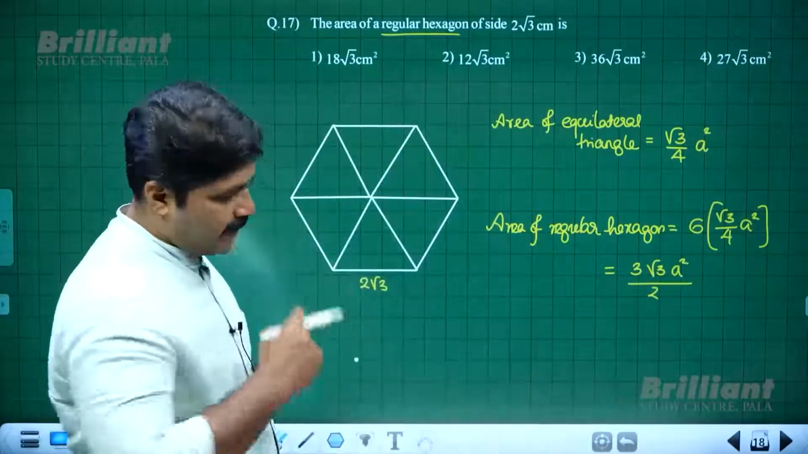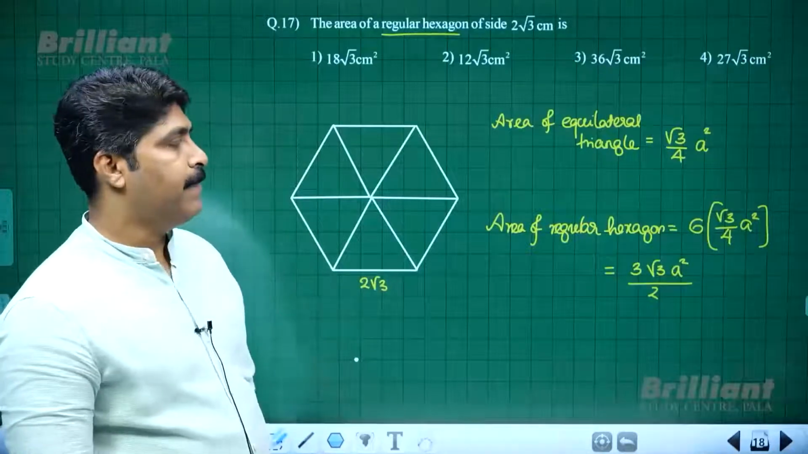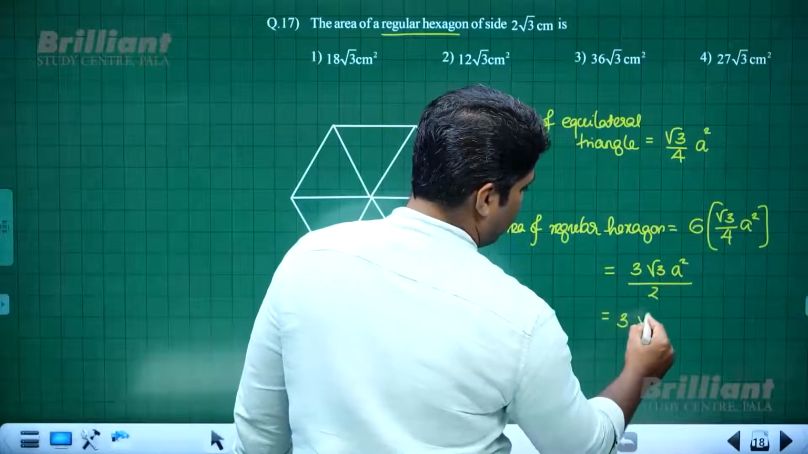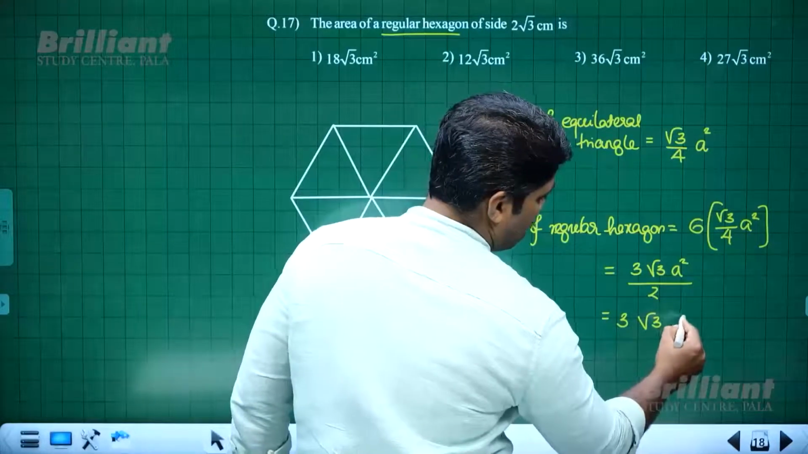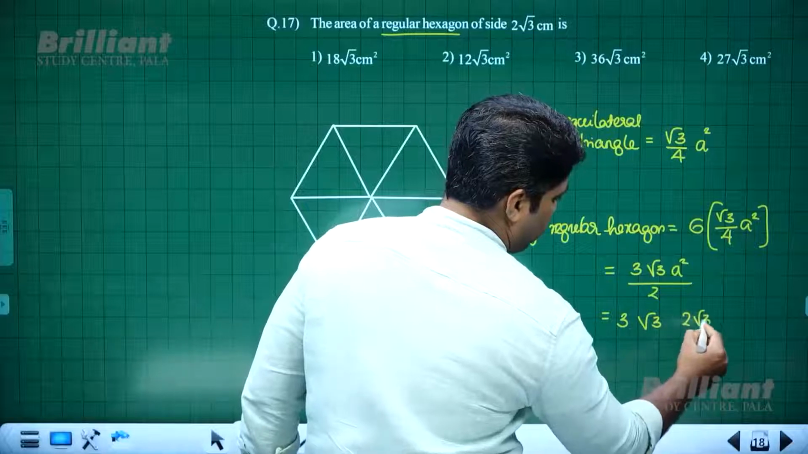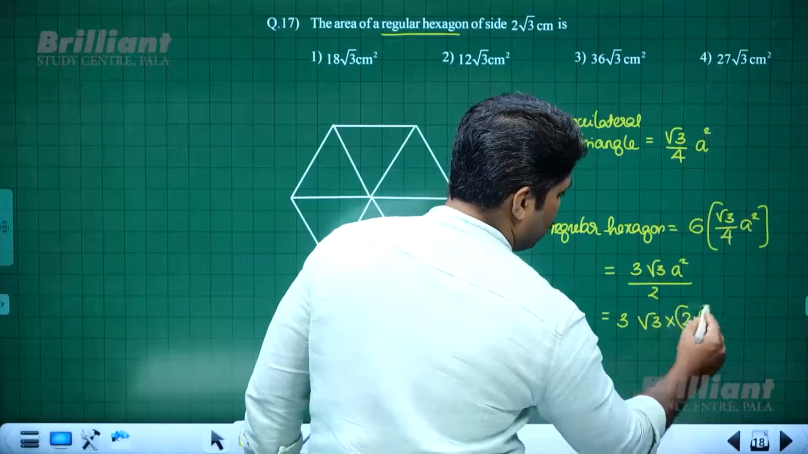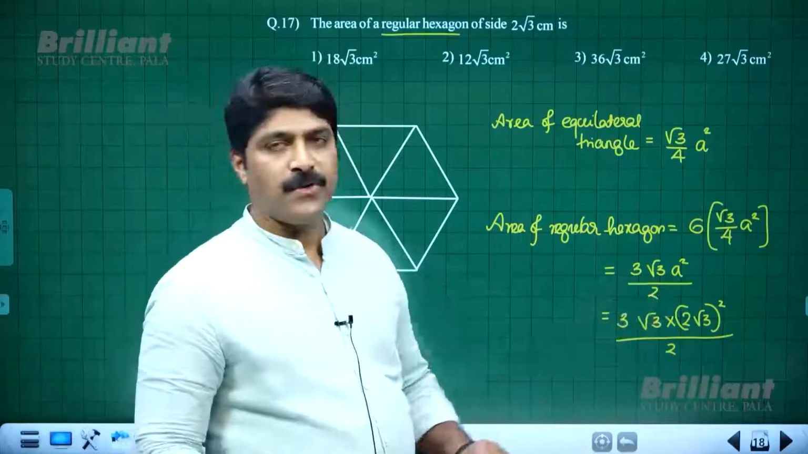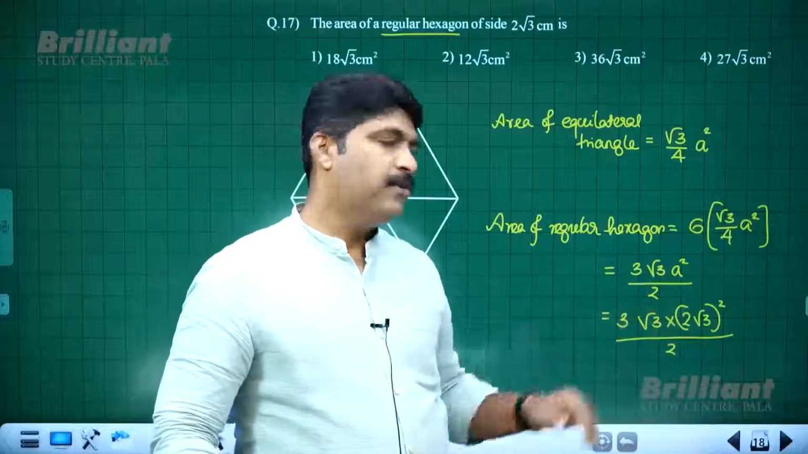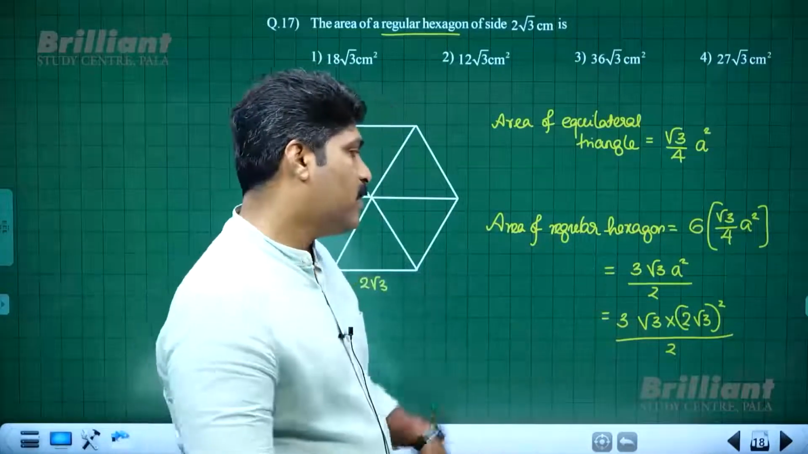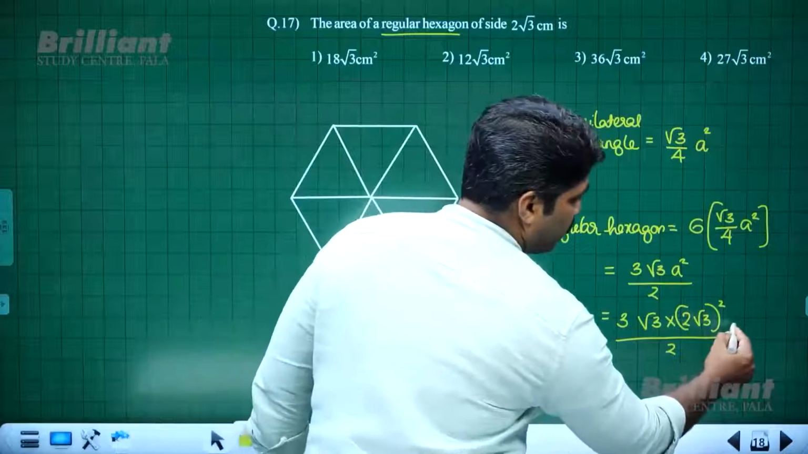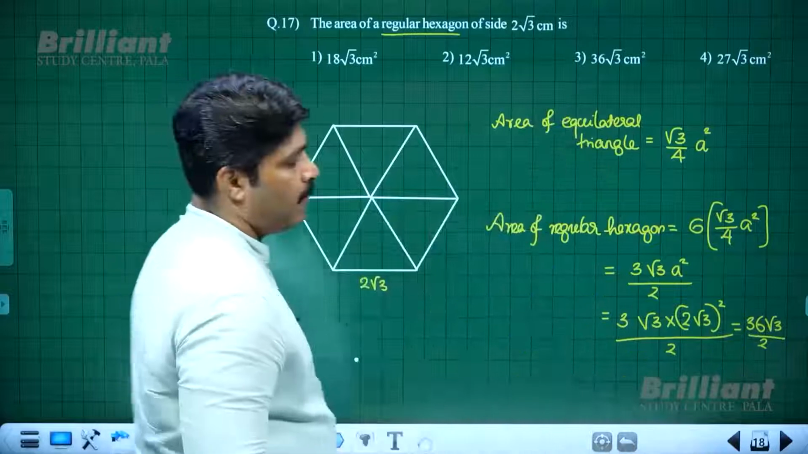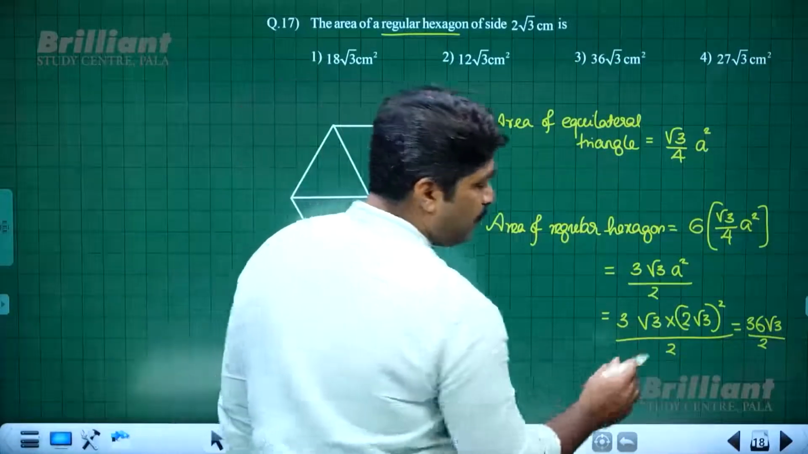It is given that its side is 2 root 3. Just substitute this value over here. So therefore, this is 3 into root 3 into a square, in the sense 2 root 3 square, divided by 2. Here we know that this 2 root 3 square will be equal to 4 into 3, that is 12. So 12 into 3, 36. So this is equal to 36 root 3 by 2.